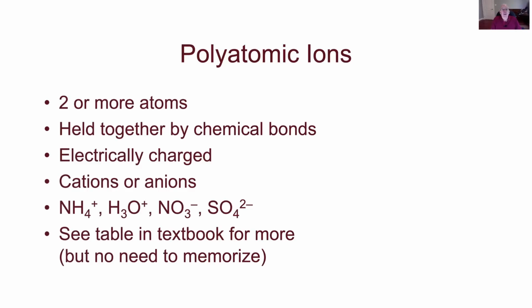We can also have polyatomic ions, which are groups of 2 or more atoms. Within the polyatomic clump, these are held together by chemical bonds. The overall species is electrically charged, and there can be either cations or anions. I've written a few of them there. Those are probably the more common ones, some of the most common ones we'll see.